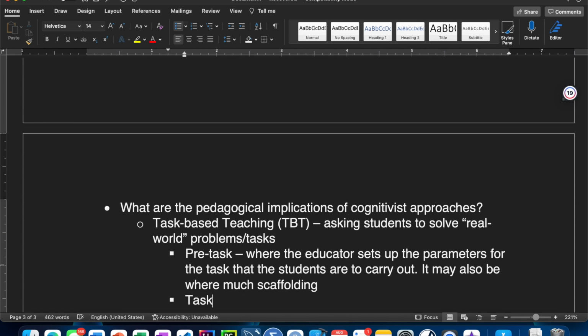Then we have the task itself. And during the task stage of task-based teaching, this is where the teacher typically removes themselves from the learning encounter as an active participant and begins to just observe, right? So during the task part, the students are oftentimes working in groups to address the language learning task that they've been tasked with, that they've been situated in front of, and the teacher is observing the interactions between students and the language being produced, and oftentimes taking a lot of notes because they'll use these notes during the post-task, right?